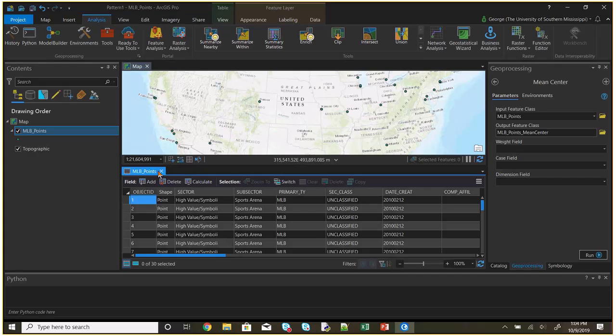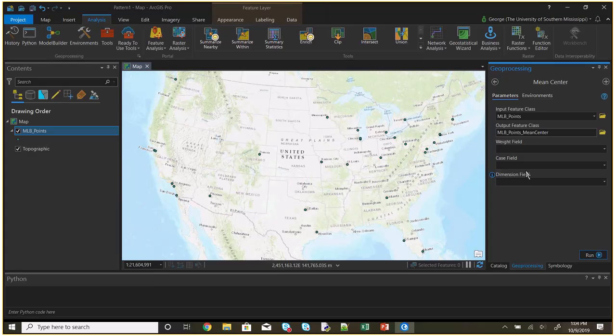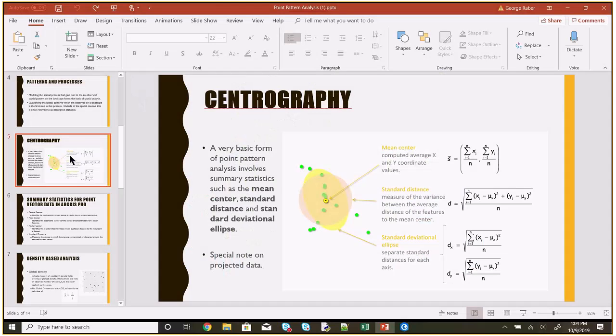All right. This is all of the baseball teams, and the weight field. That's why I was looking in the attribute table. So what the weight field does is, instead of this formula right here, each of the observations will be multiplied by the weight, and then the weights will be included. So the sum of the weights will be the denominator.